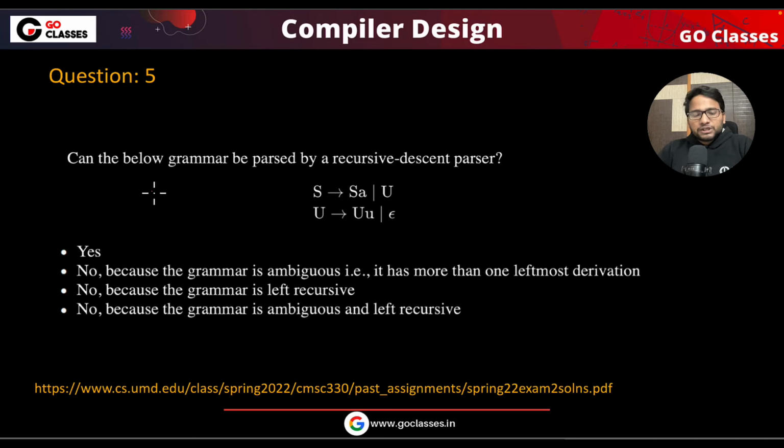Now let's see this question. Can the below grammar be parsed by the recursive descent parser? What do you think? See, this grammar is left recursive, right? Since this grammar is left recursive, you will say no, because the grammar is left recursive, you can't parse it using a recursive descent parser.